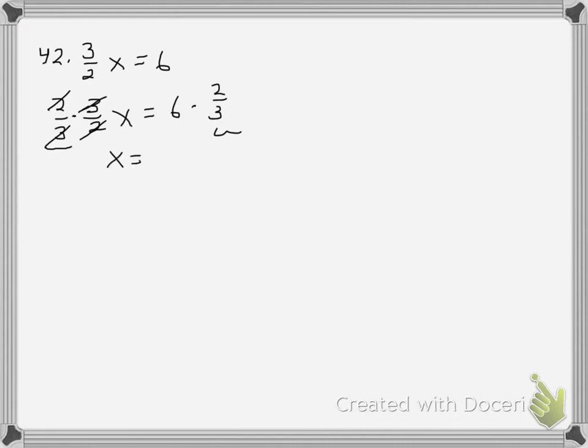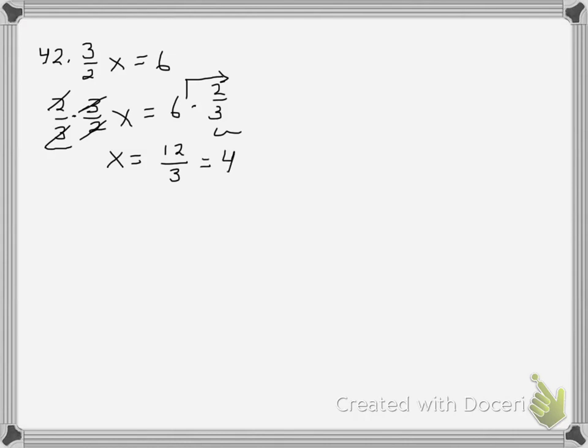Notice that 6 times that, I could think in terms of 6 over 1 times 2 over 3, or I don't have to. I could think of just this as a whole number, but the whole number gets multiplied by the numerator. That would be 6 times 2, or 12/3. Do not leave it in a form like that. You must be able to simplify it. 3 goes into 12 4 times.